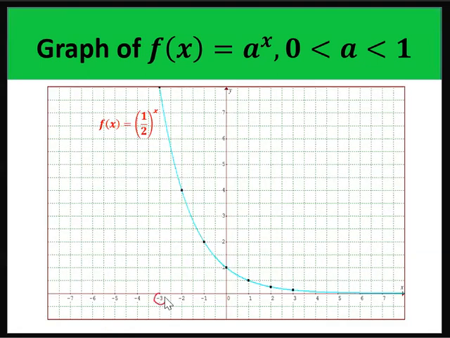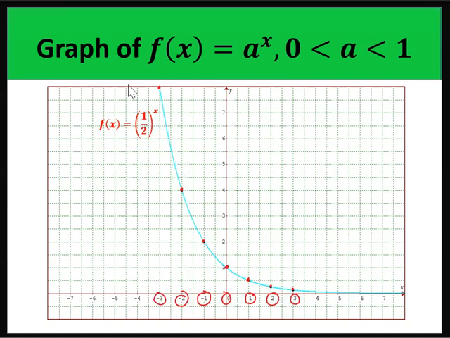So when x is equal to -3, the value of y is 8. When x is -2, the value of y is 4. When x is equal to -1, the value of y is 2. When x is equal to 0, the value of y is 1. When x is equal to 1, the value of y is 1/2. When x is equal to 2, the value of y is 1/4. And if x is equal to 3, the value of y is 1/8. So connecting these points by a curve, we get this graph of f of x equals 1/2 raised to x.